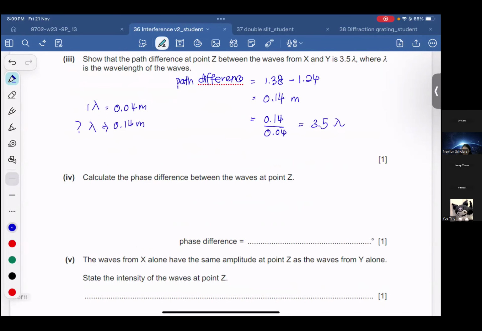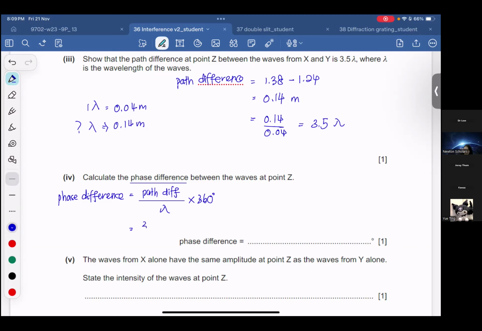Okay, here, phase difference. Don't mix up phase difference and path difference. Phase difference, we already learned in the previous chapter. Let me recall: phase difference is actually the distance between the two waves. The extra distance between the two waves is the path difference. Path difference divided by wavelength times 360 degrees. We learned this before. Extra distance traveled by the wave, or distance between the two waves, divided by wavelength times 360 degrees.